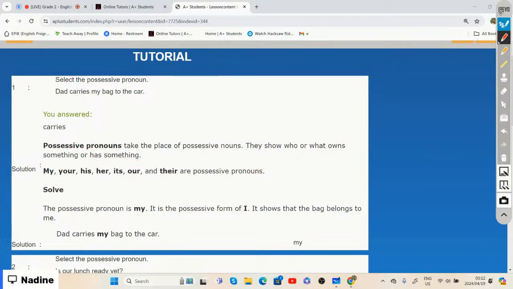All right, so now if we look at this activity over here, it says, Dad carries my bag to the car. We need to now select the possessive pronoun within that sentence. Dad carries my bag to the car. What is the possessive pronoun within that sentence?